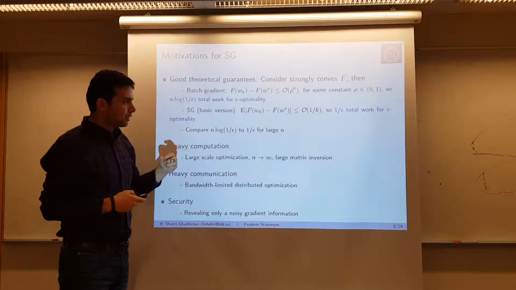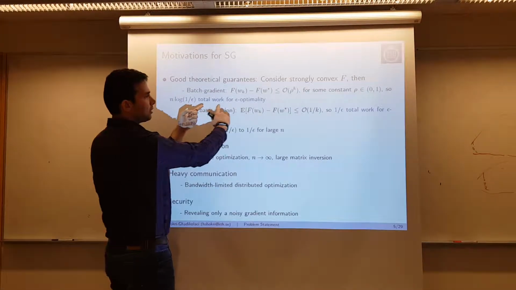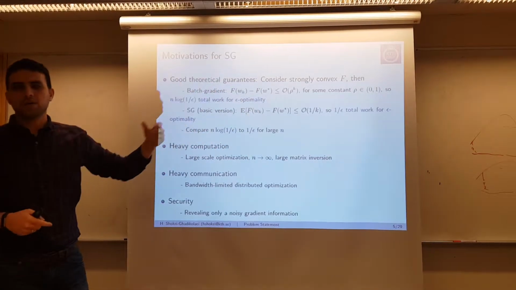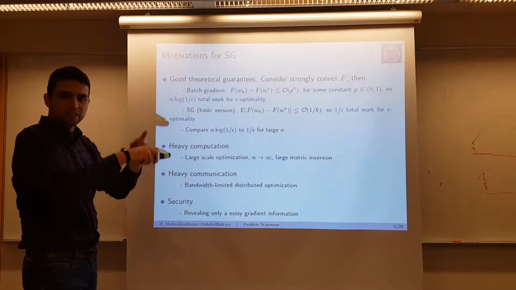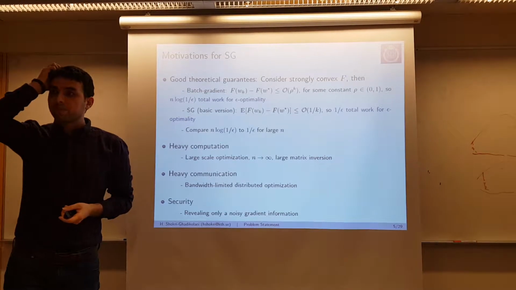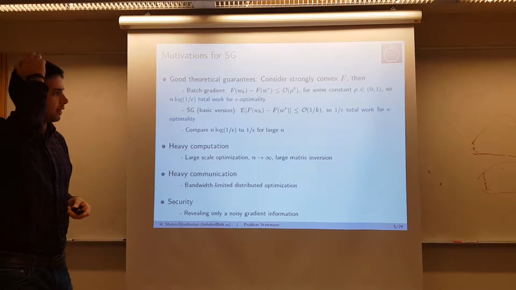In stochastic gradient, on the other hand, what is epsilon? Epsilon for epsilon optimality, if you want to have this term smaller than some epsilon. So you want to be within an epsilon ball of the optimal solution. W star is the optimal solution.